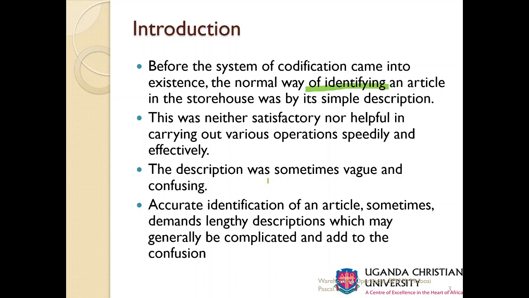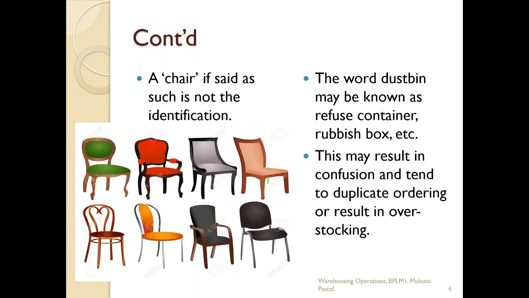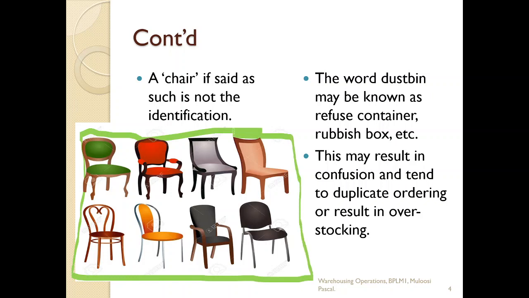Imagine a warehouse with over 1,000 items, and you have to describe all those different items. It becomes a very laborious activity for you as a warehouse manager. Hence codification. Look at these chairs we have here. We have 8 different chairs. How do you describe them? The chair with the green seat, the chair with red arms, the gray chair, the brown chair, all of them, one thing for sure is that they are chairs.